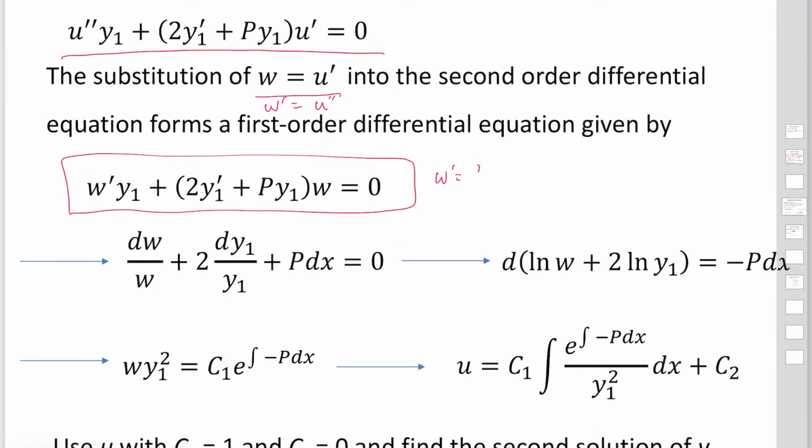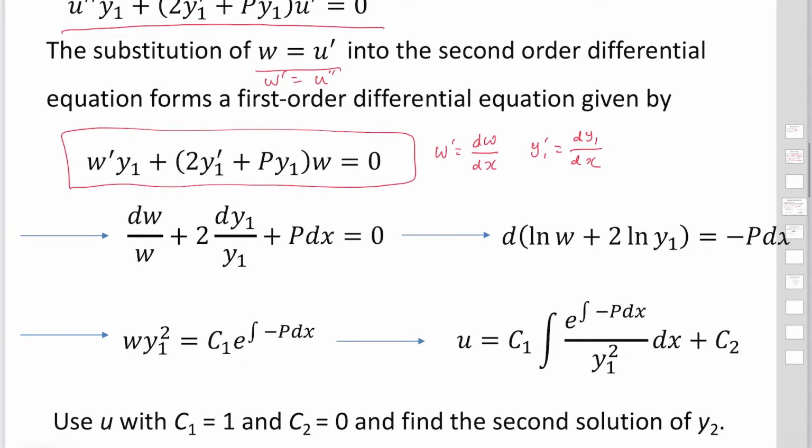w' is dw/dx, and y₁' is dy₁/dx. Then we can rewrite this equation by dividing both sides by y₁w and multiplying both sides by dx. Then dw/w is d ln w, and dy₁/y₁ is d ln y₁. And then we can express it this way.